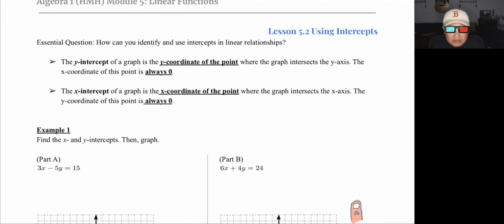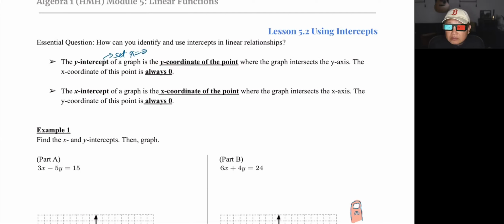So let's define intercept. The y-intercept of a graph is the y-coordinate of the point where the graph intersects the y-axis. The x-coordinate of this point is always 0. So basically, in order to find the y-intercept, set x equal to 0.